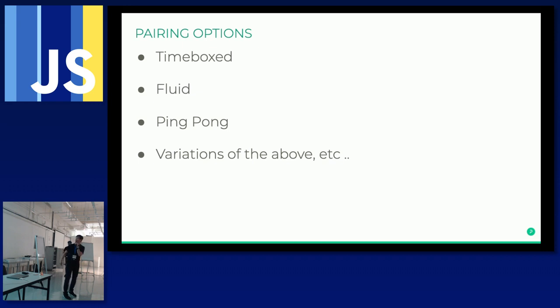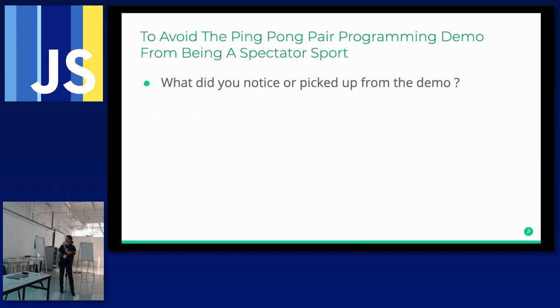And the last one is really variations of the above. You can always change. And between different partners, some would prefer different things. Try it for yourself, what works. So when I'm sitting with Amo later, to avoid this demo being a spectator sport, I want you to notice something, because there are some things in our interaction that you need to pick up. And we'll do a debrief after that. What is it that you pick up, okay? So what do you notice or pick up from this demo?